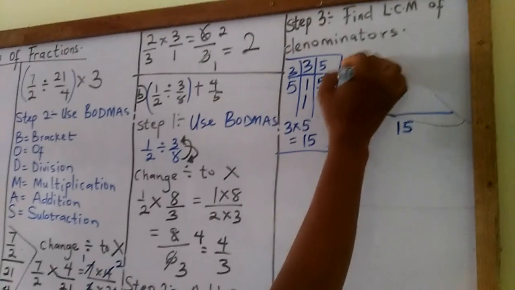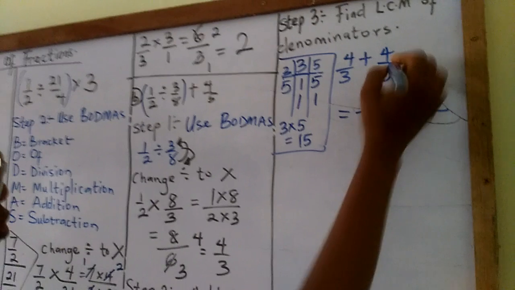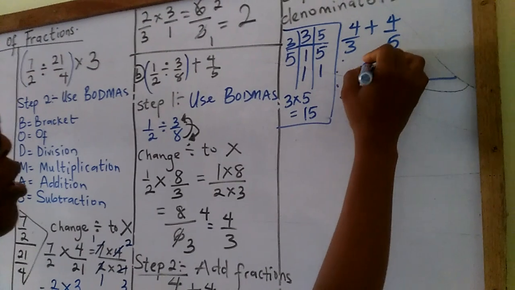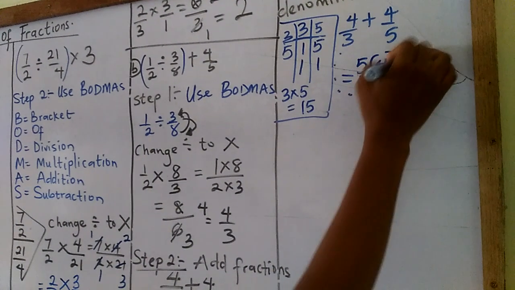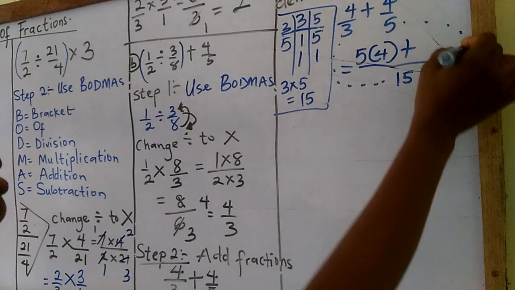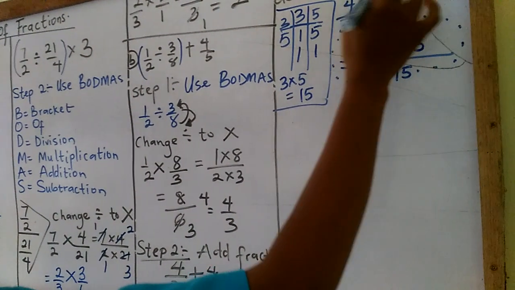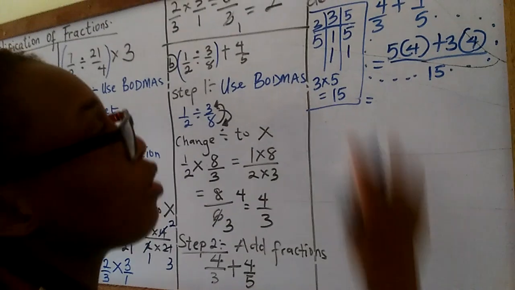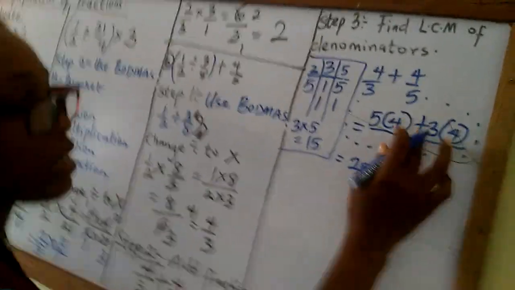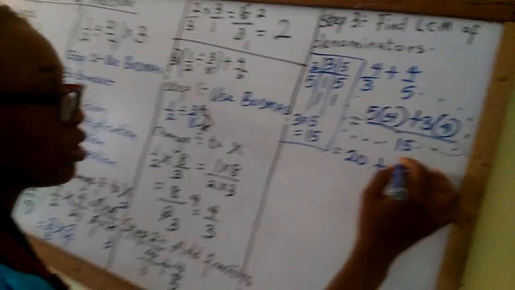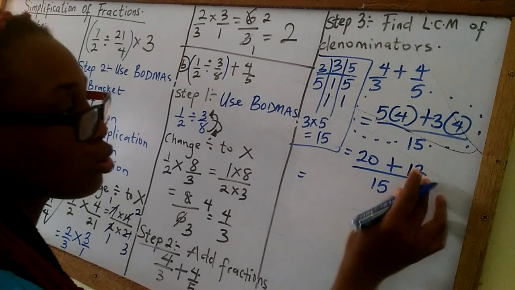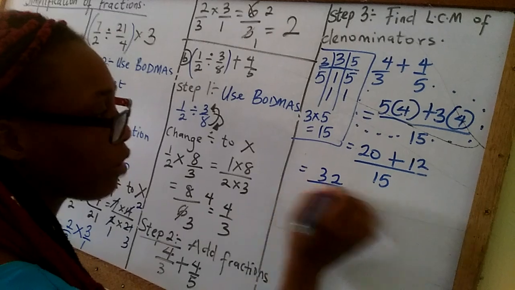Now, 4 over 3 plus 4 over 5. 3 into 15. How many times can 3 go into 15? It's 5. Open bracket and numerator. Plus 5 into 15 is 3. Our numerator goes into the brackets. Brackets means times. So 5 bracket 4 is the same as 5 times 4. 5 times 4 is 20 plus 3 bracket 4 is 3 times 4. 3 times 4 is 12 over 15. So 20 plus 12 is 32 over 15.